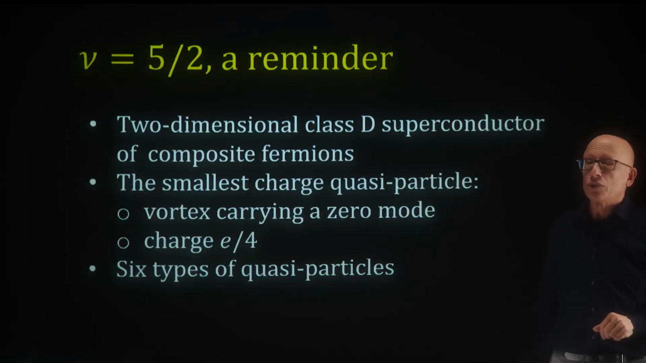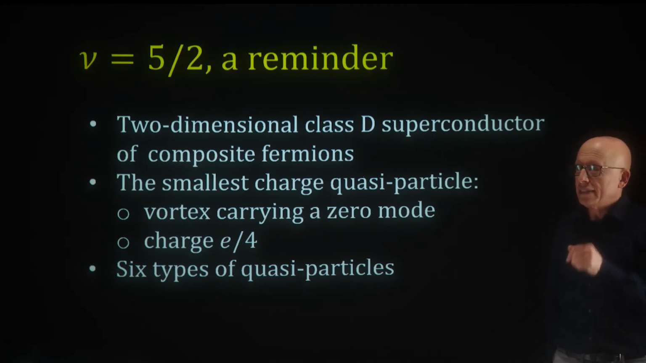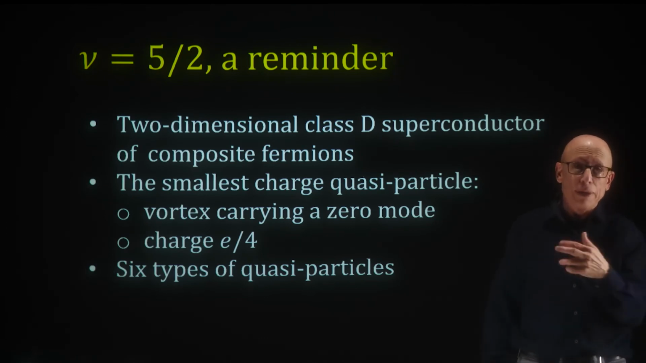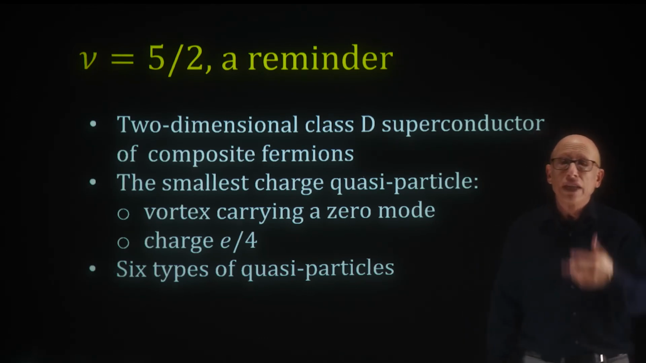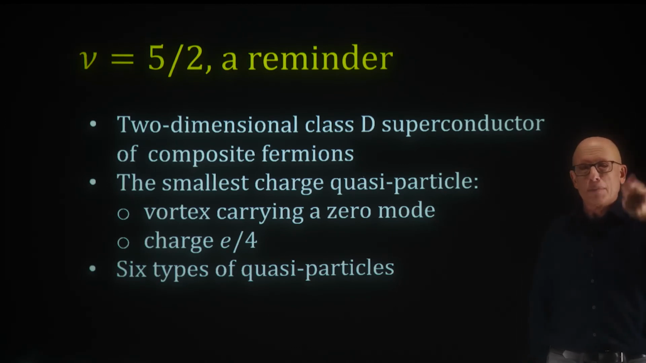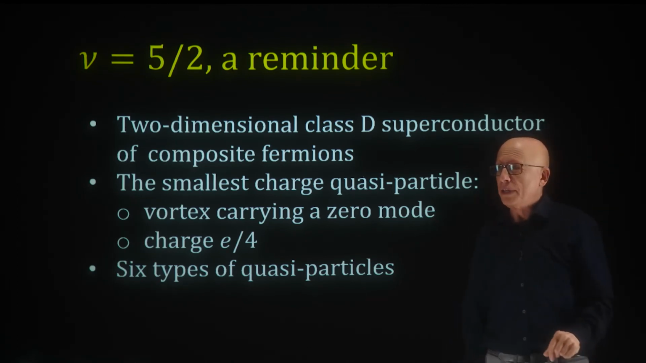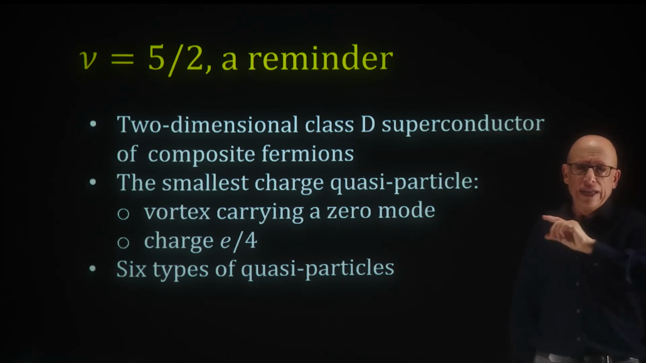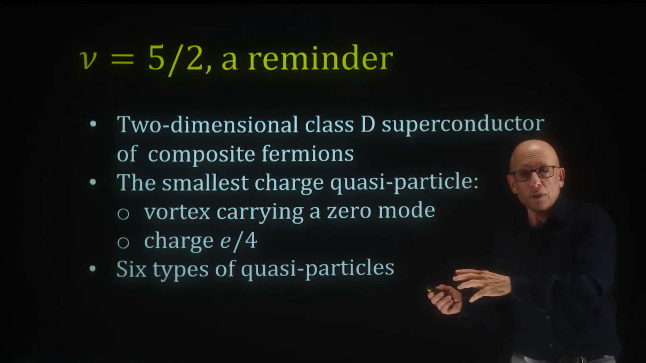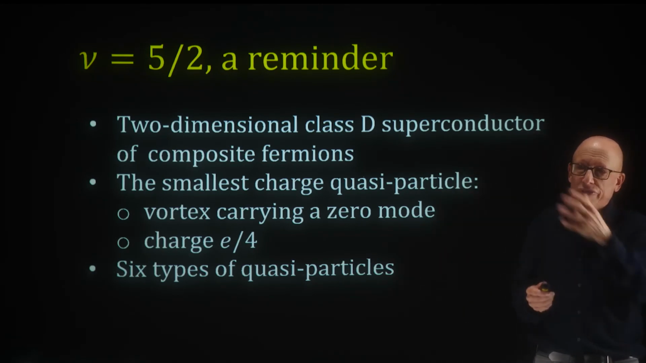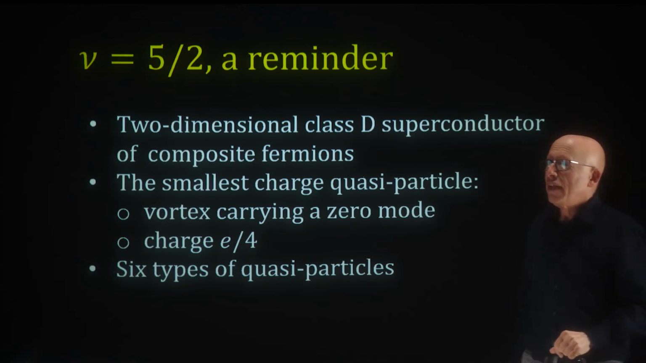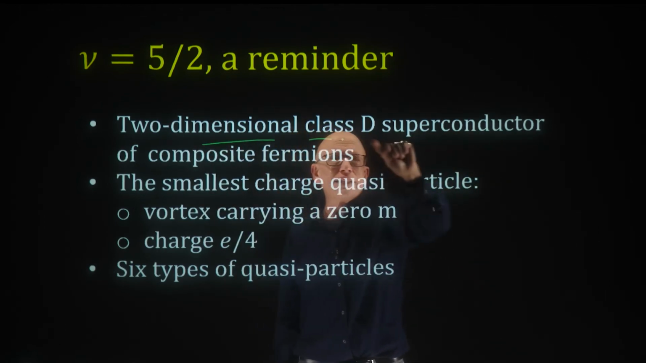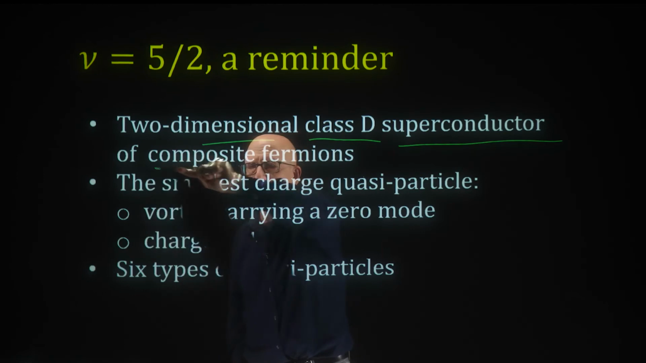And the third example I'd like to discuss in this part of the video is the nu equals 5/2 state. It's the first non-abelian state we talked about in this course. So let me remind you what we said about it. We had a video about that in the first chapter. What we said, using these composite fermion mappings of fractional quantum Hall states to states at weaker fields, and in this case to a state at 0 field, we said that the nu equals 5/2 state is equivalent to a 2-dimensional class D superconductor of composite fermions.